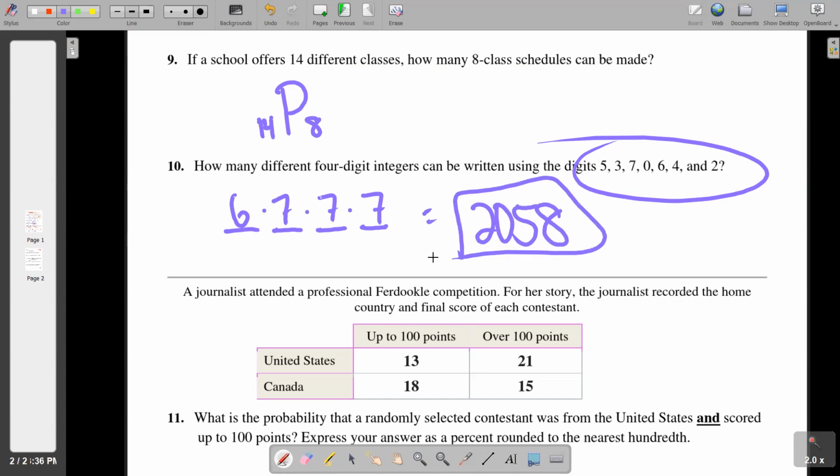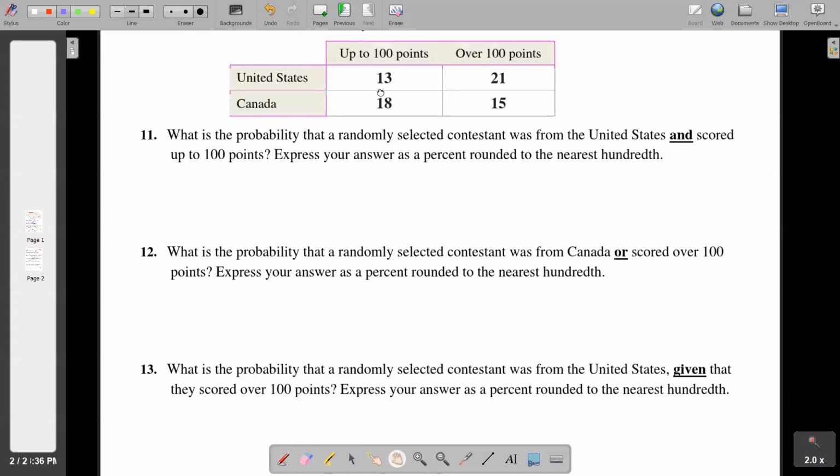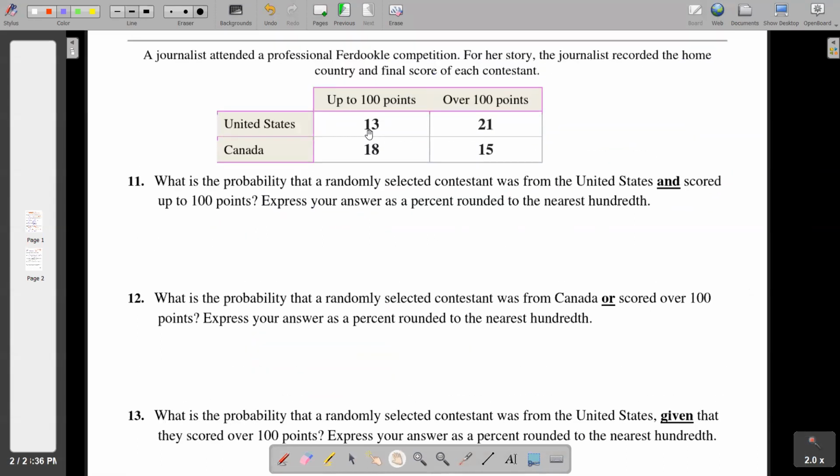And we are going to finish, so this is good news. We didn't make it by much, but we got a ton of time in my world. So let's get to the last 3. When it comes to this two-way table, what is the probability that a randomly selected contestant was from the US and scored up to 100 points? Remember, the word and is massively powerful. It says you have to be both things.